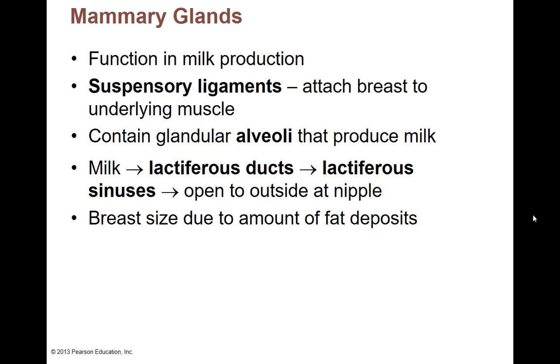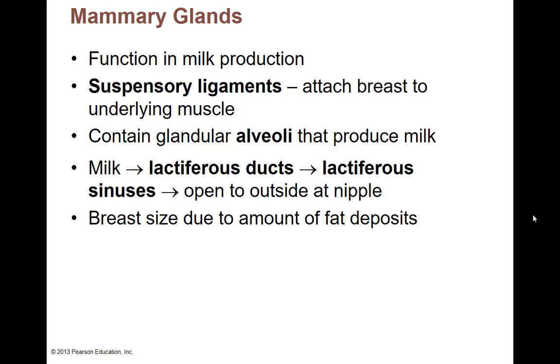Mammary glands, same job. They function in milk production. Now, your mammary glands are supported by suspensory ligaments that attach the breast tissue to underlying muscle for support. They contain glandular alveoli, so those alveolar glands that make the milk. Once milk is made, it will travel through lactiferous ducts, into lactiferous sinuses. They're all kind of coming together, and then they all go out through the nipple area.